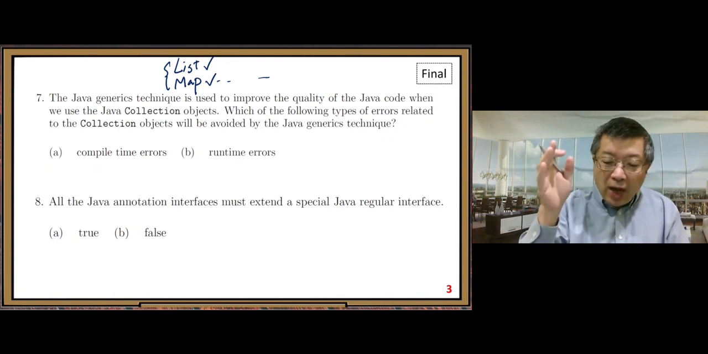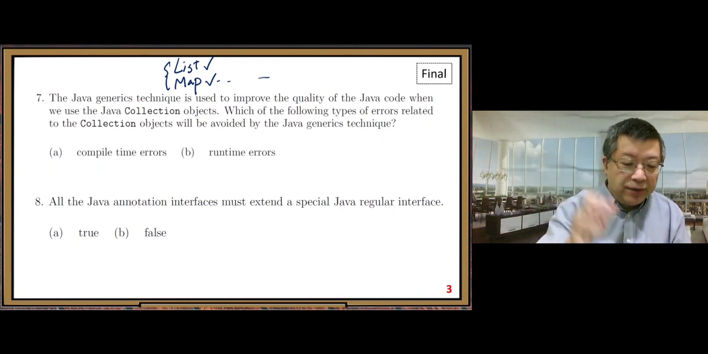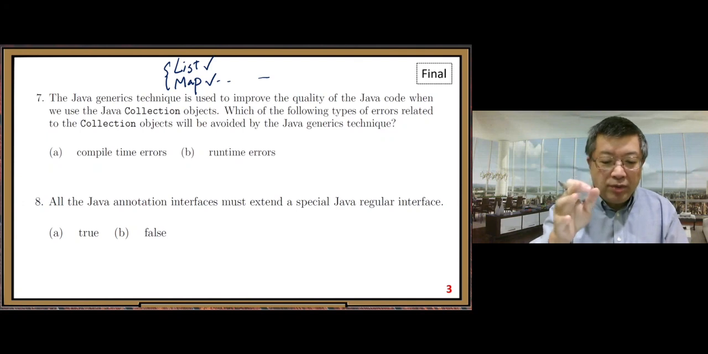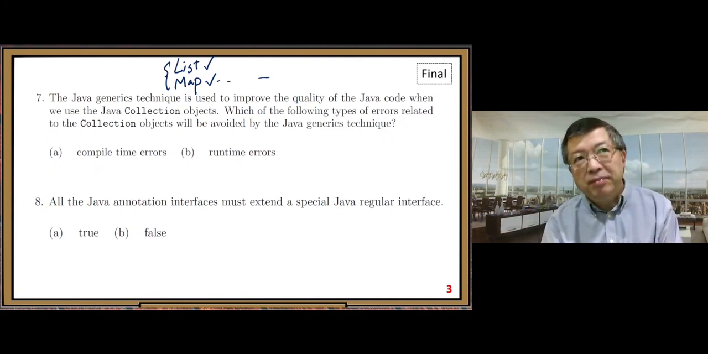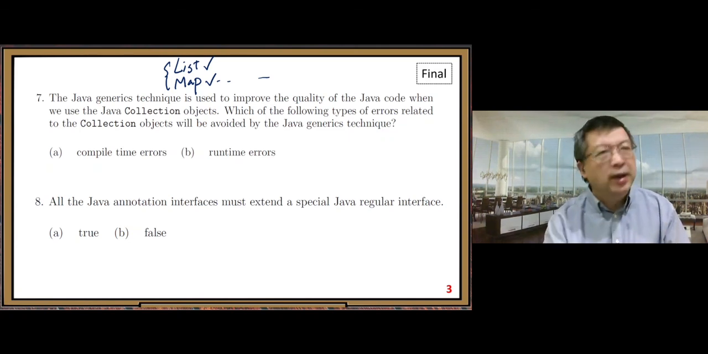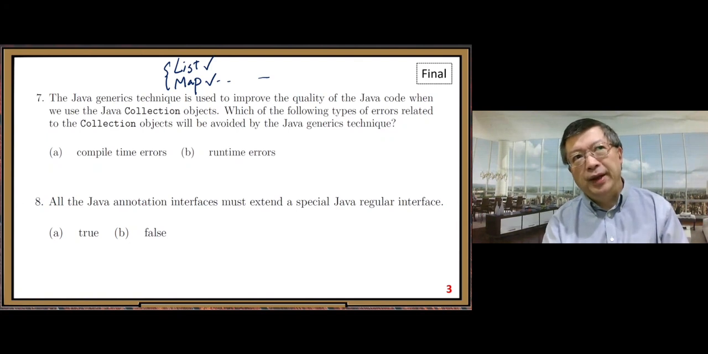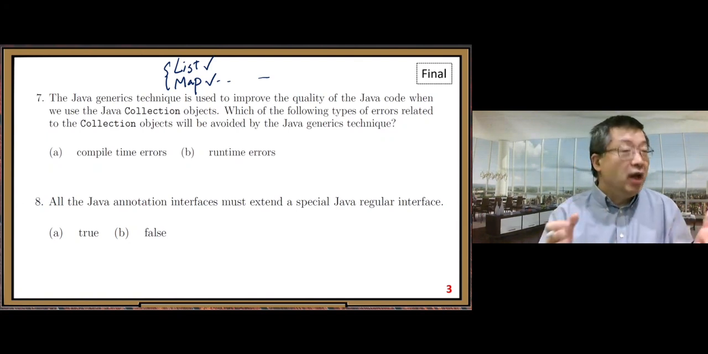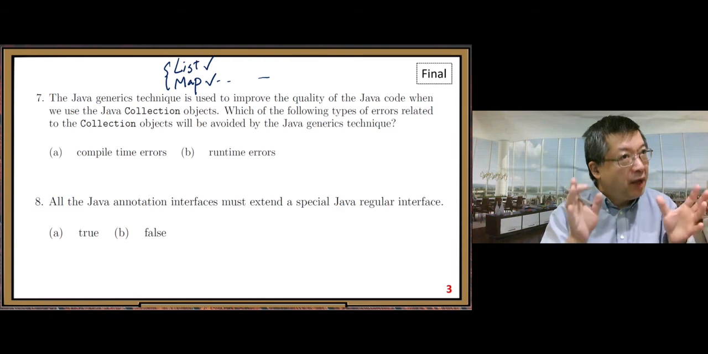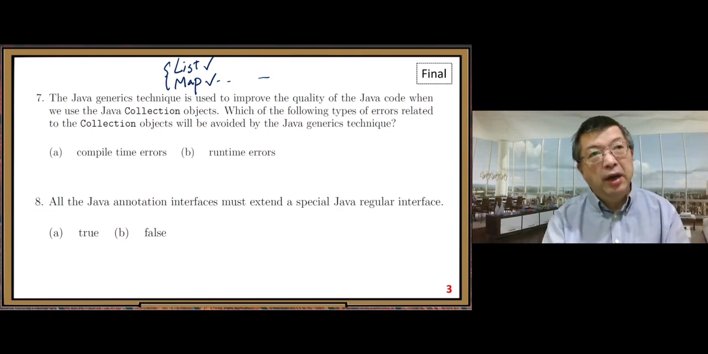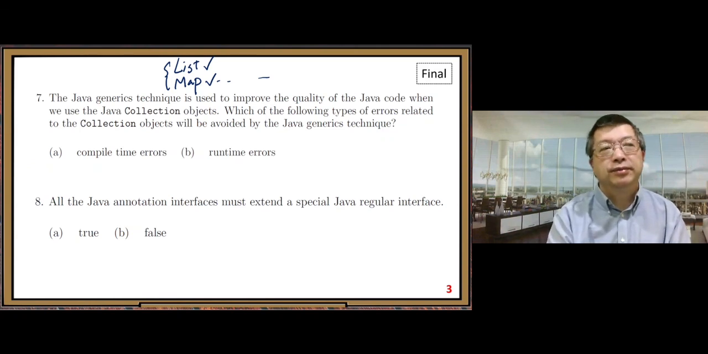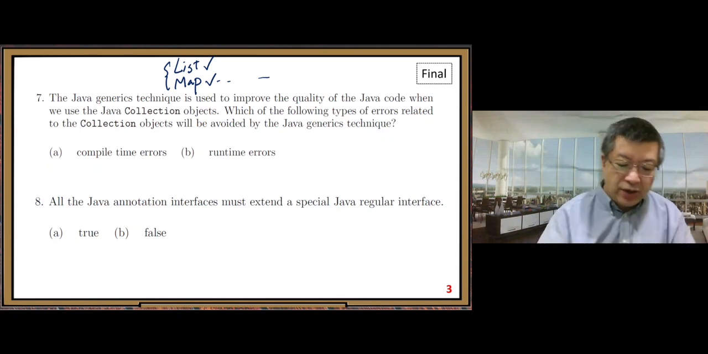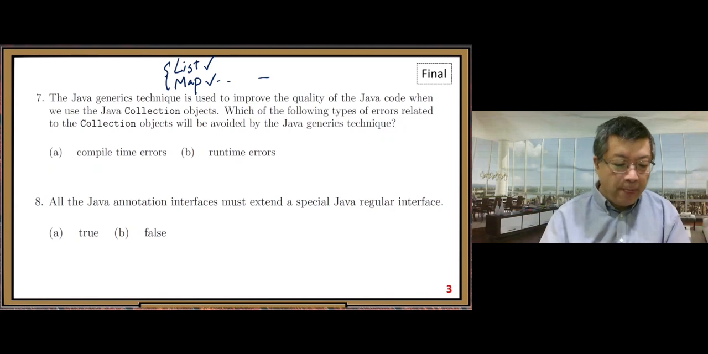Which of the following types of errors related to the collection objects will be avoided by the Java generics technique? This is related to the background. I remember I explained the background. This question I gave you before, but here I just use a different way to check your understanding.